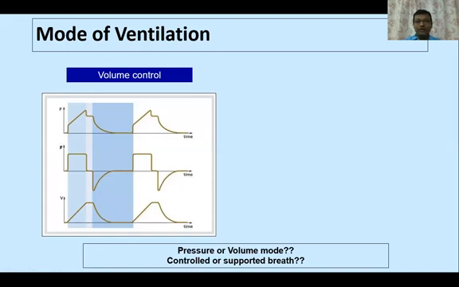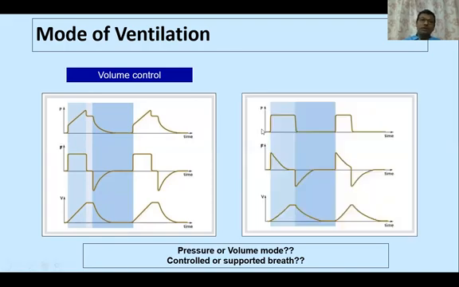Now look at this diagram. Here you can see the pressure waveform is square in shape, whereas the flow is a descending ramp. So it's very clear that pressure is a set parameter. So this has to be a pressure mode.